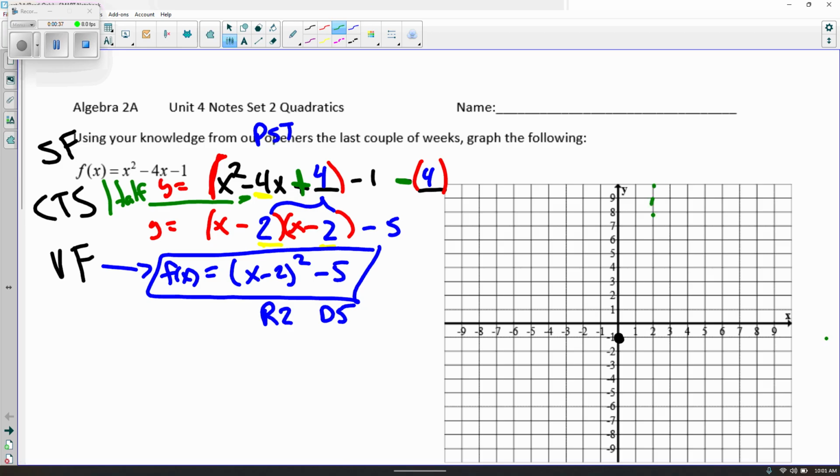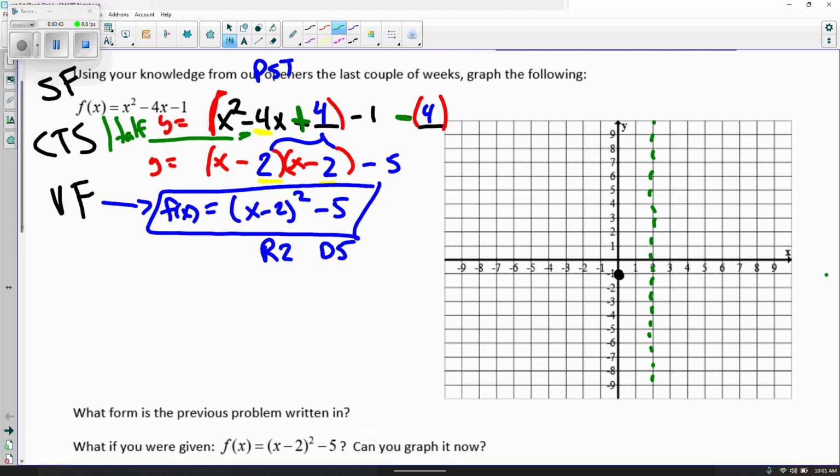All right, so write 2, down 5. Draw your dotted lines. You might know what I just drew. What is that? Yeah, axis of symmetry. Make sure you label it. It needs to be labeled as an equation. X equals 2. Down 5 is right here. There is your vertex. Draw your parabola.